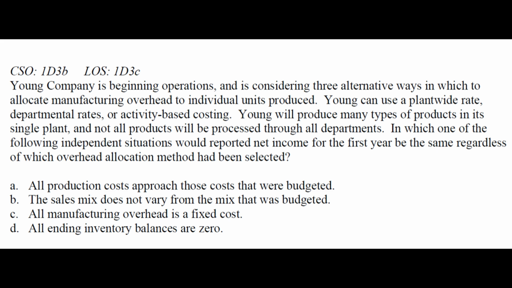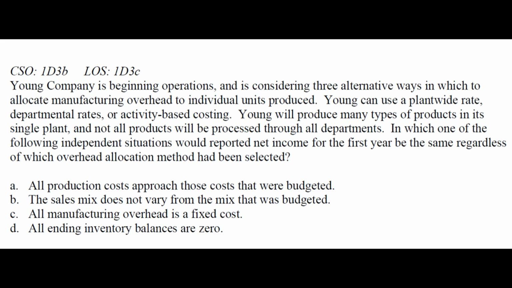B. The sales mix does not vary from the mix that was budgeted. Incorrect. Even with stable sales mix, different allocation methods still distribute overhead differently across products and inventory. C. All manufacturing overhead is a fixed cost. Incorrect. Even if overhead is fixed, different allocation methods can still affect product cost assignment and inventory valuation.